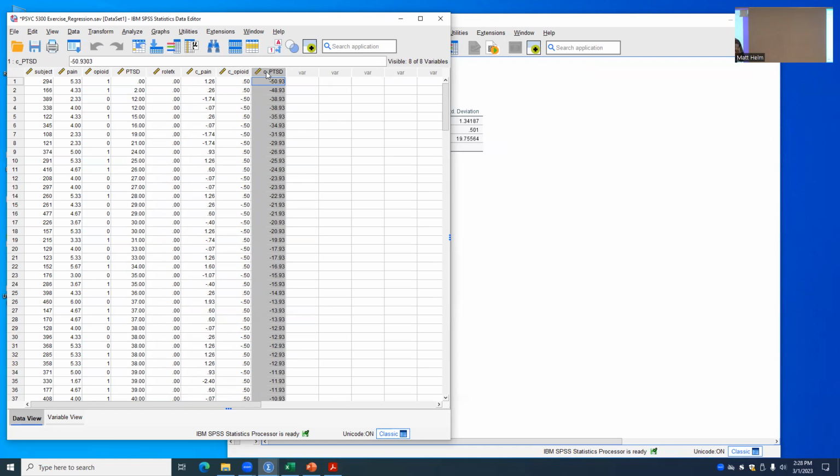Our intercept is going to be different, right? Because our intercept is telling us the expected value of y when everything else is held constant at 0. With my raw variables, this is telling me the expected value of role functioning for someone who does not use opiates with no pain and no PTSD. In my centered solution, my intercept is telling me the expected value of role functioning for people who have average levels of pain, average levels of PTSD, controlling for opiate use.